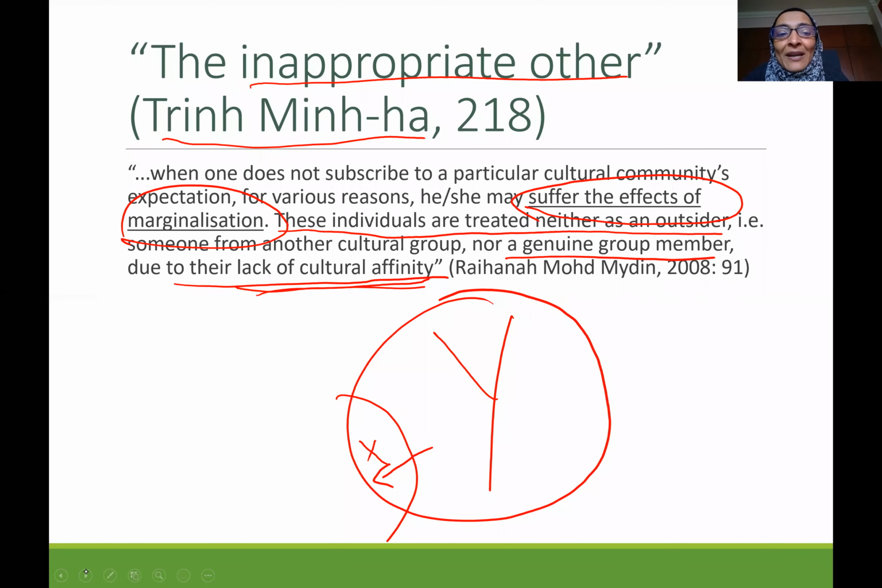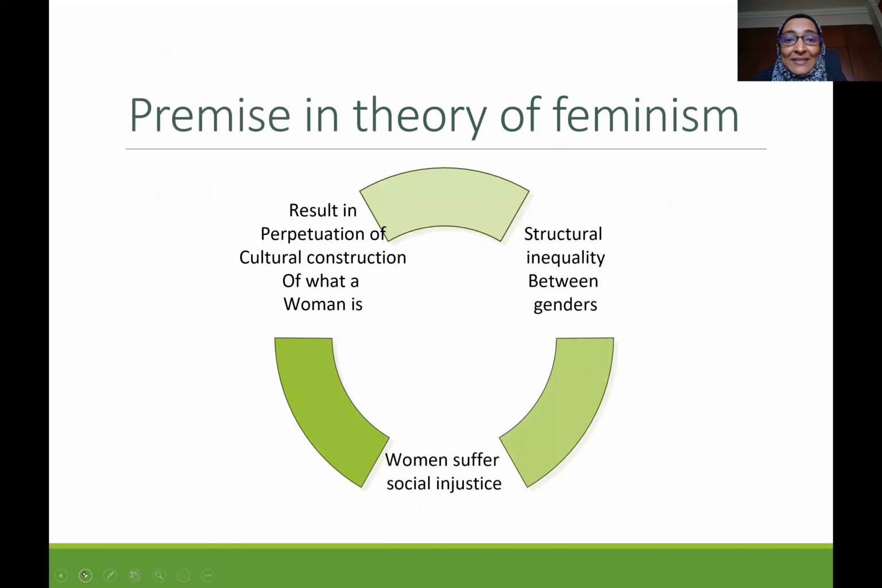The inappropriate other is a concept that shows how the men or the women break free from society's expectation, because he or she does not subscribe to or abide by society's values necessarily.